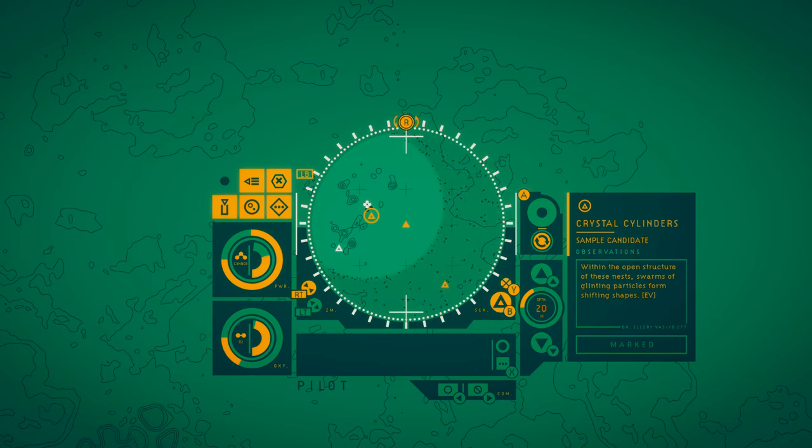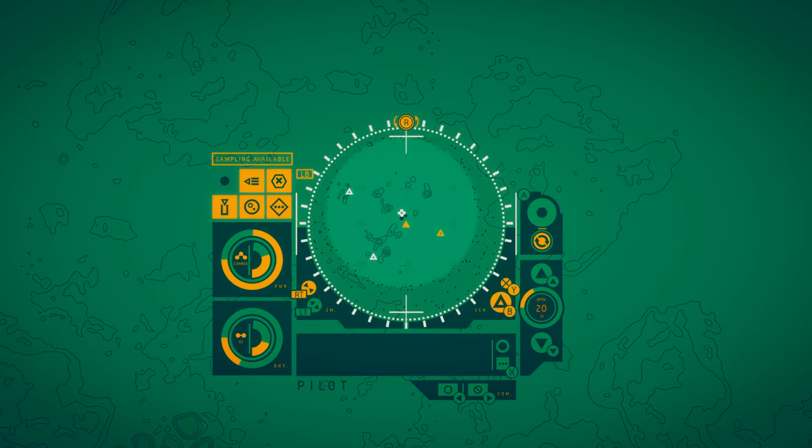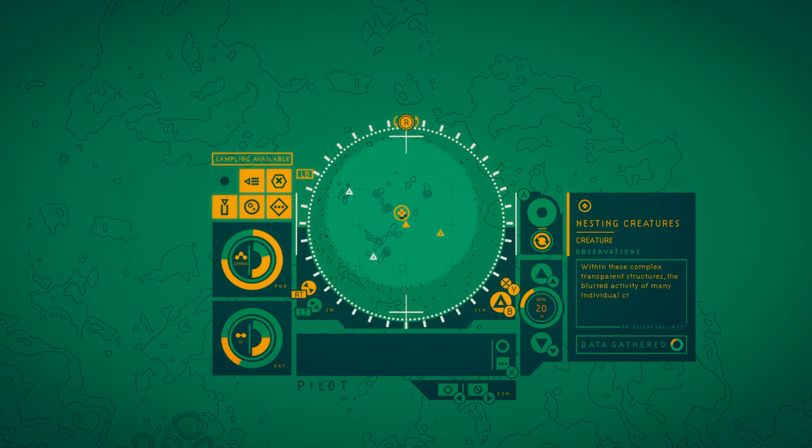Crystal cylinders. Within the open structure of these nests, swarms of glinting particles form shifting shapes. Nesting creatures. These swarms of bright creatures provide vital safe zones in the bloom. Let's start logging data on them.